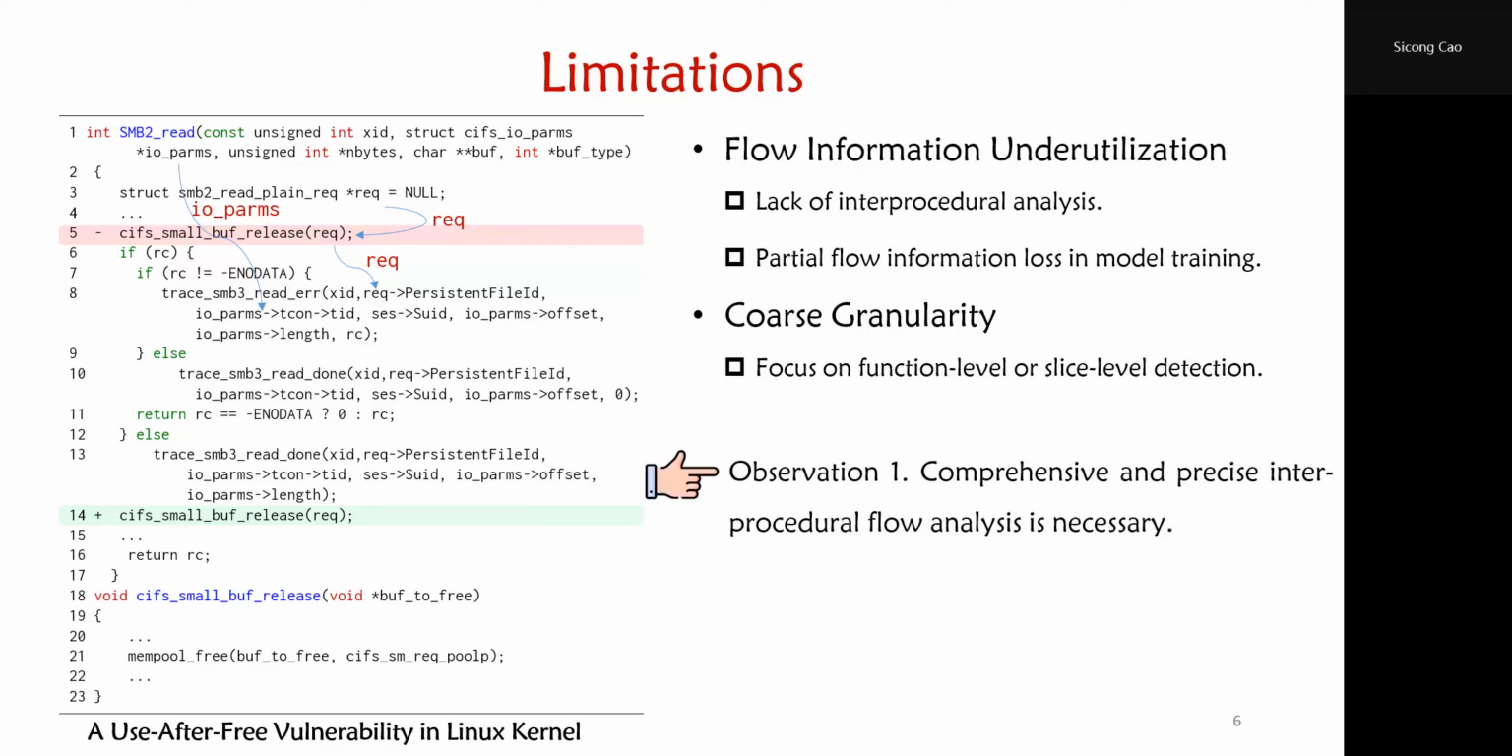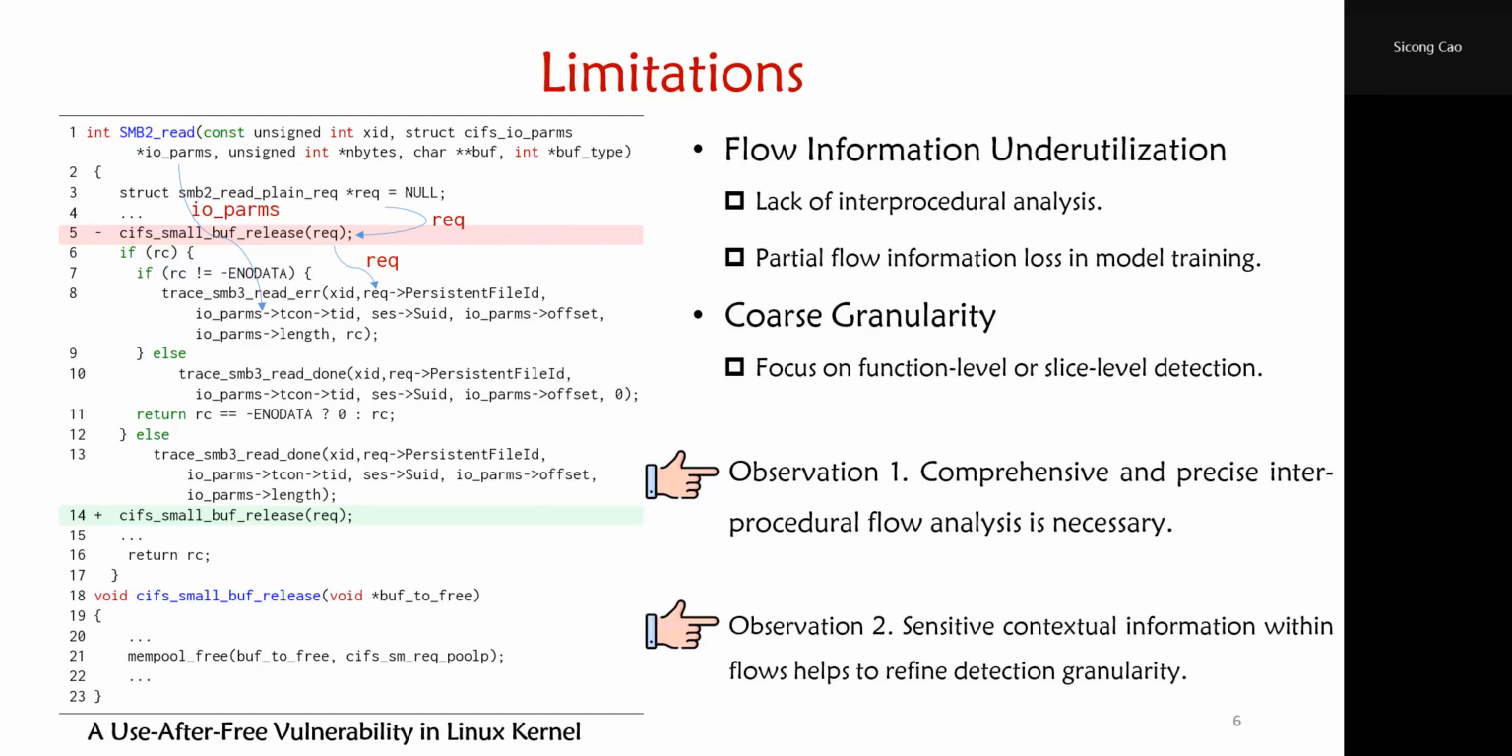Thus, from this motivating example, we can get two observations. First, comprehensive and precise interprocedural flow analysis is necessary because it can make our detection model learn more precise code semantics. Second, sensitive contextual information within flows, such as which variable is transferred from one statement to another, helps to refine detection granularity.